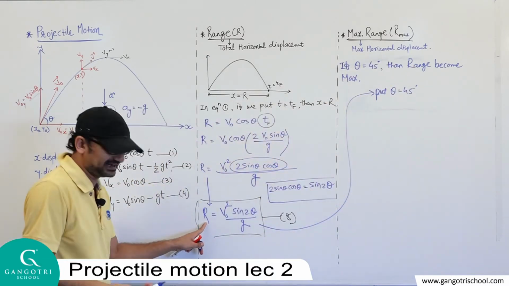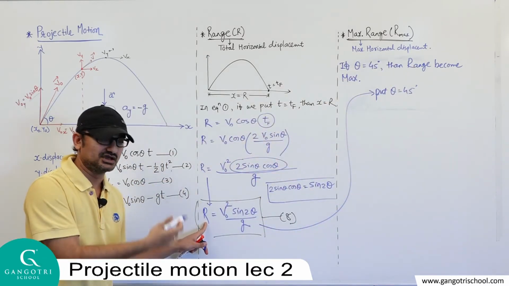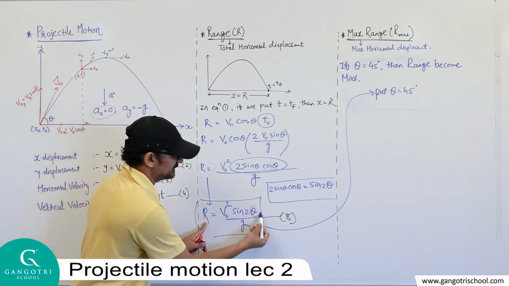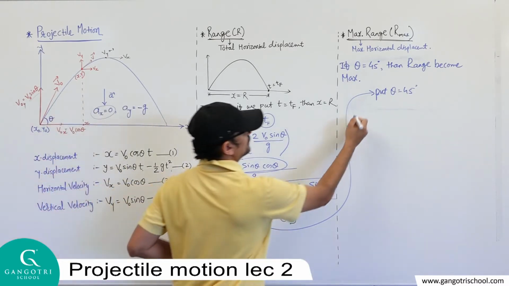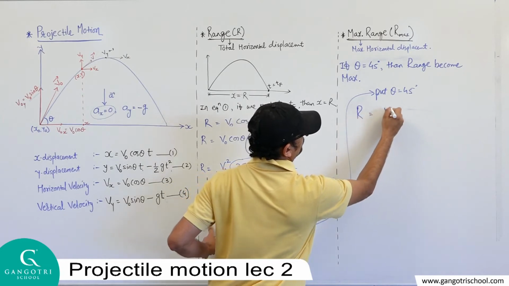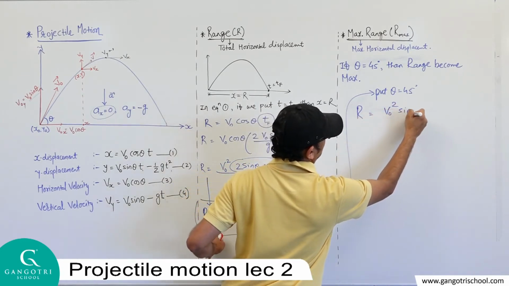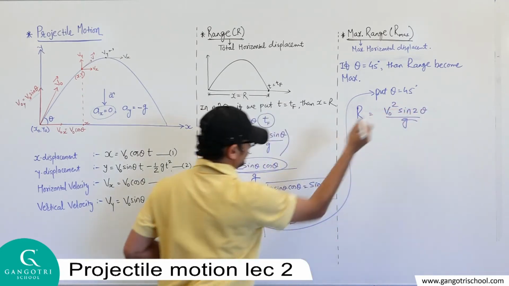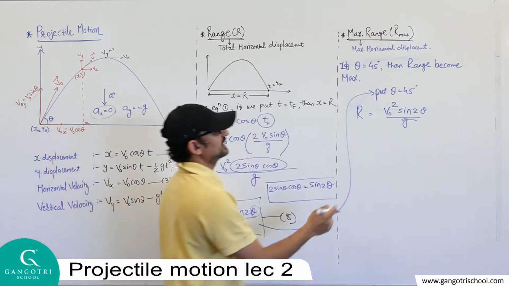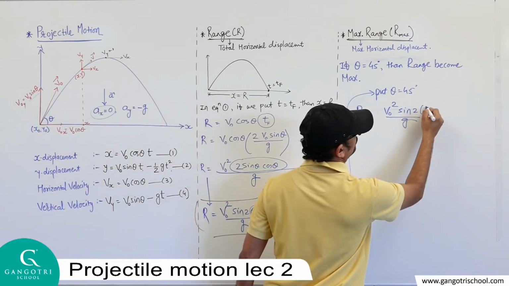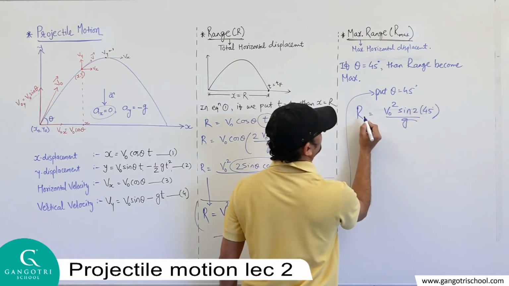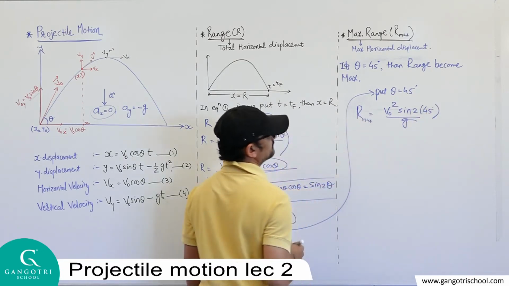This is the formula of range, but now we want maximum range. If you want maximum range, then put theta equals to 45 degree. So R equals V0 square sin 2 theta upon g is already the formula of range, but now here I'll put theta equals to 45 degree, then range becomes maximum.